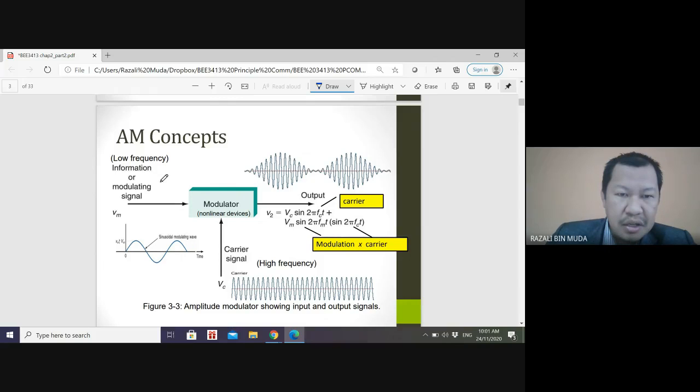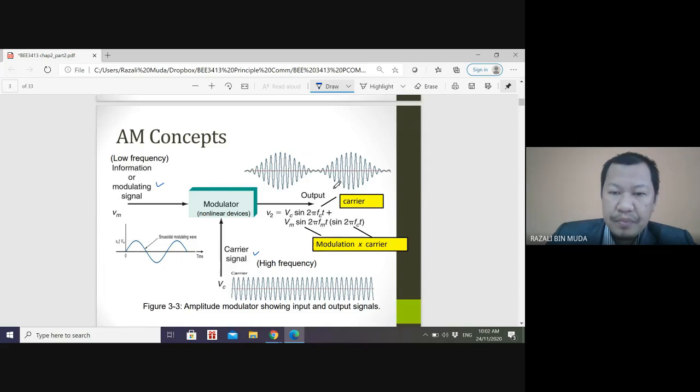And the second is the carrier signal. The modulating signal is the low frequency signal, and the carrier signal is high frequency signal. These two signals are combined together in a process called modulation process. The output is the envelope form of AM signal.